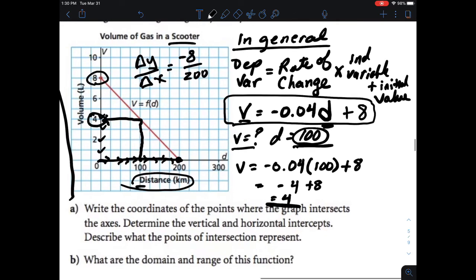So that's how you create an equation given a graph. Dependent variable equals the rate of change, and we know how to calculate that either from a graph like this or from a table of values, times the independent variable, which is like our x, plus the initial value where the graph started.